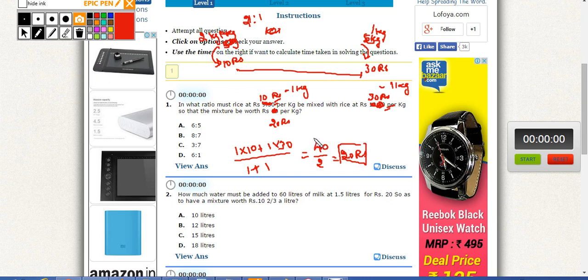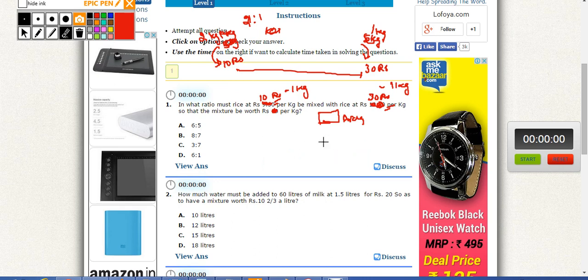Suppose they are asking us to find out the cost of the mixture. Say one particular rice is of 10 rupees, another rice is of 30 rupees, and we are mixing 1 kg each, and what we need to find out is the average price of this mixture. If they are asking us to do that, we can do it using this method, or we can do it using the alligation method. Now how do we do that using the alligation method?